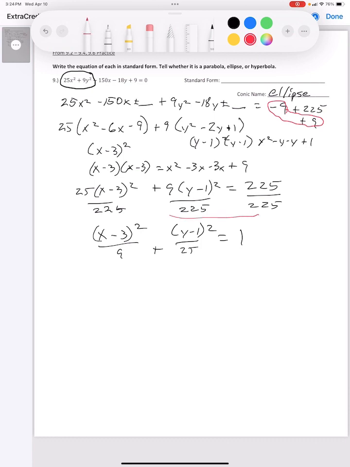And there is your ellipse, the equation for your ellipse. That's it. Thanks very much.